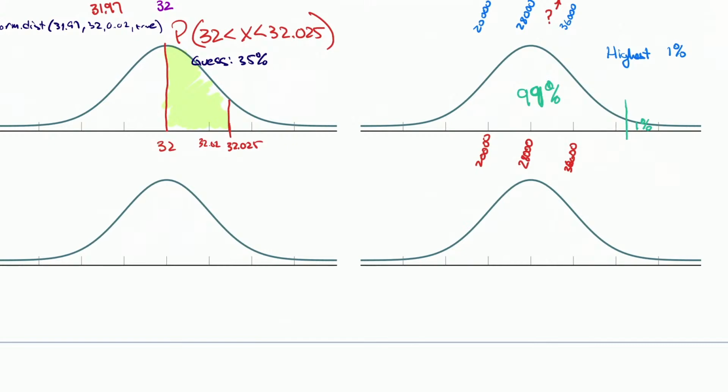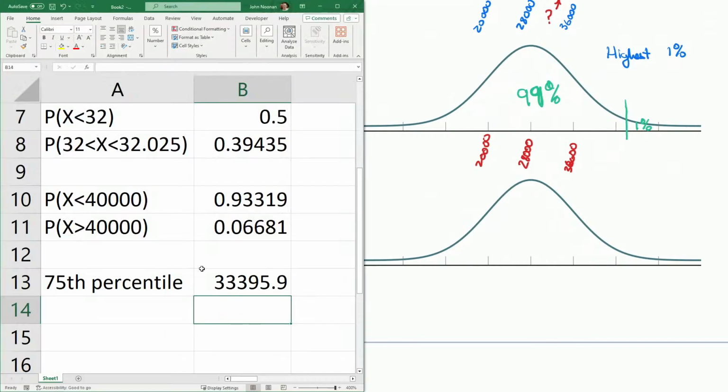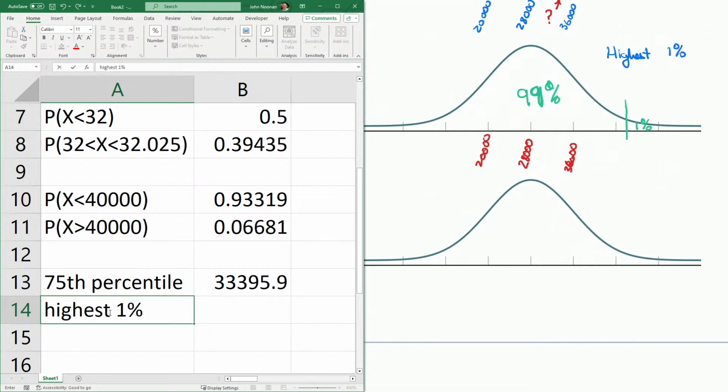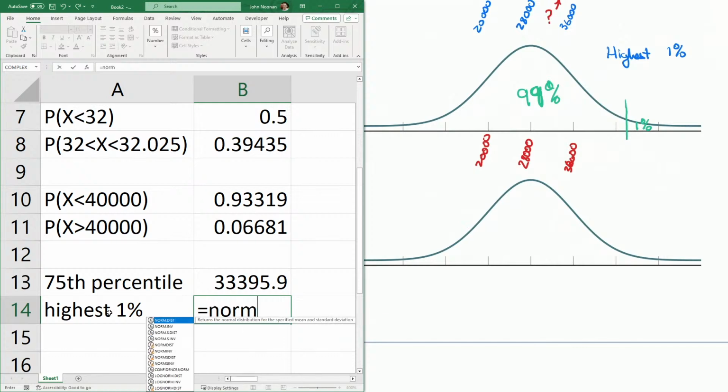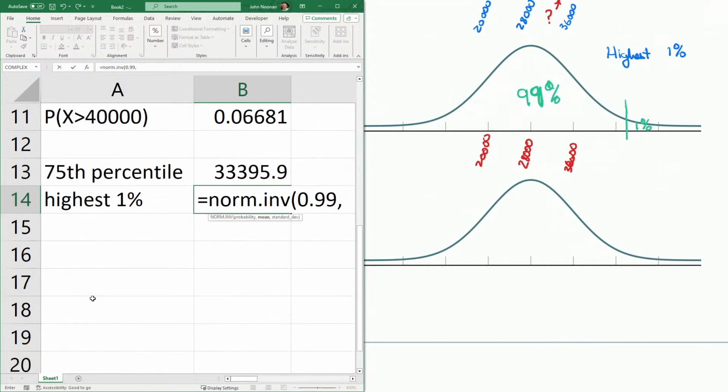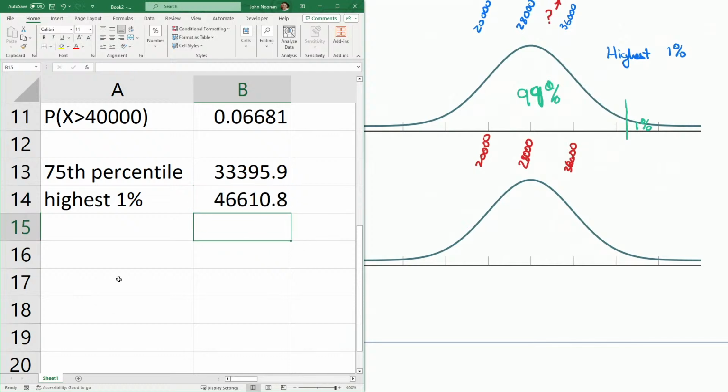It'll just take a sec. So I want the highest 1% will be equal to norm.inv, and I'm going to use 0.99 instead of 1%, because the stuff to the left, Excel is leftist, stuff to the left is 99%. And then the rest, let's see if he's right. I'm sure he is. 8,000, close, 40. Is that what you said, Caleb? Nice work. So that's the answer.